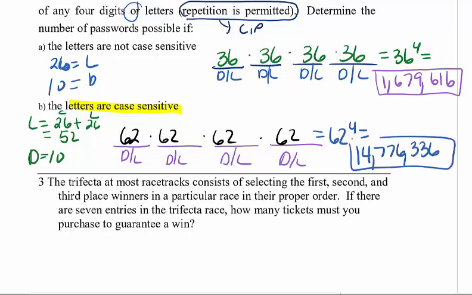14,776,336. So you can see why, when they talk about passwords way back when, they didn't say anything about case sensitivity. The reason they added case sensitivity is that we've now increased the possibilities of each choice. Now they've also added that you need to have some special symbol in there. That again also increases how many choices you have.